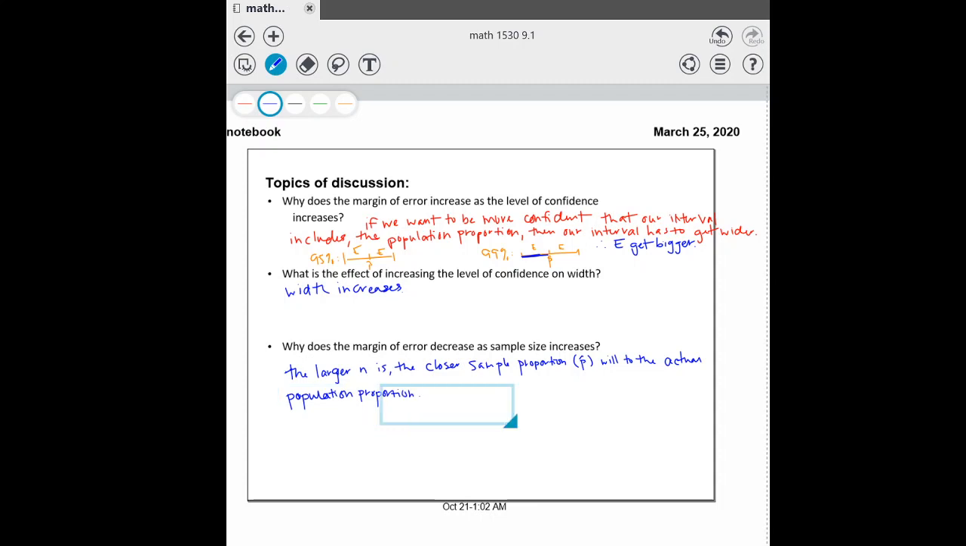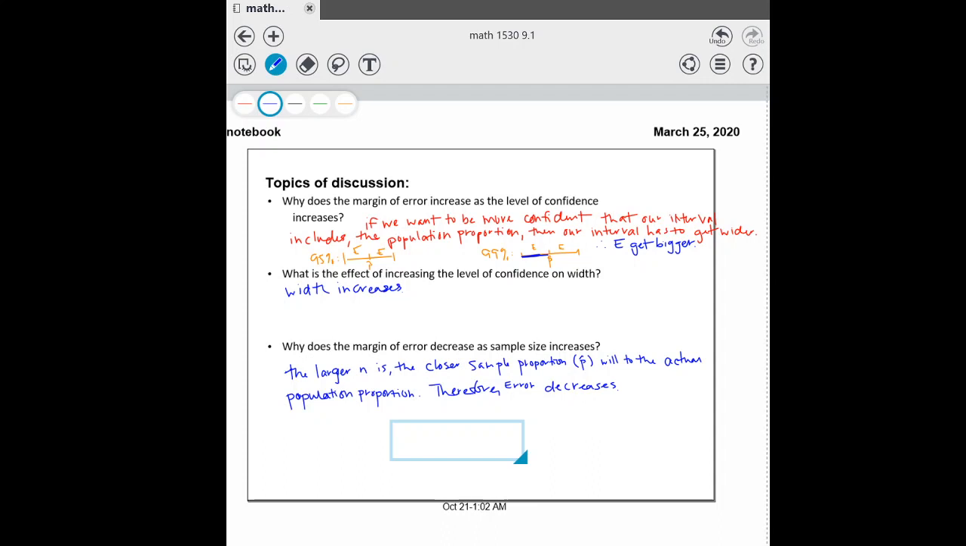So since it's going to be more accurate, the larger our sample size, the more accurate our p hat is, the closer it is to the true population proportion. So therefore, error decreases. We're less likely to be making any mistakes because our sample, which we use to create our confidence interval, is going to be more accurate because the larger our sample size is, the closer our statistic is to the actual parameter.